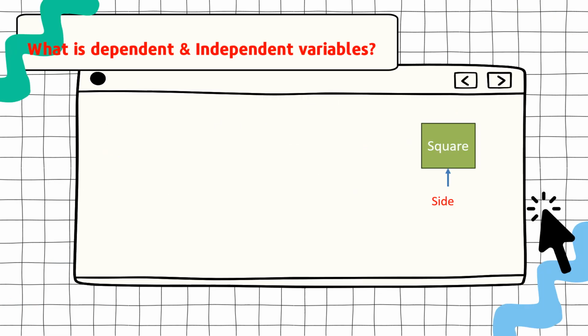First of all, what is dependent and independent variable? Do you remember the square perimeter? Do you remember how we get the square perimeter? This is a square and this is the side of the square. The perimeter equals 4 multiplied by the side length. So we can say P equals 4 multiplied by S.